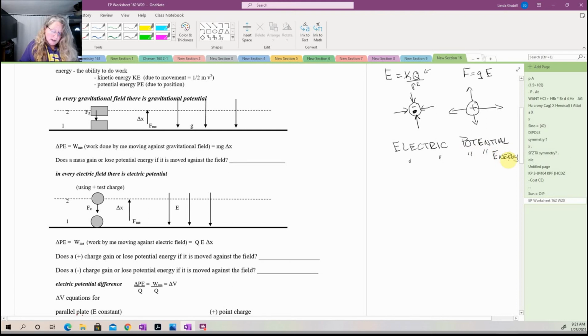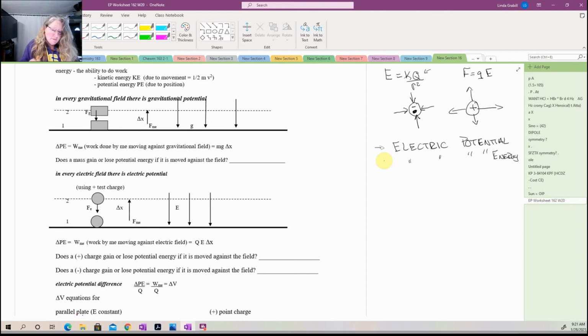I'm going to start by talking about electric potential in terms of a gravitational field, and then we're going to pull things apart so you can see the difference between potential and potential energy. So let's back things up to first quarter, where we talked about gravitational potential energy. We never talked about gravitational potential. We just talked about potential energy.